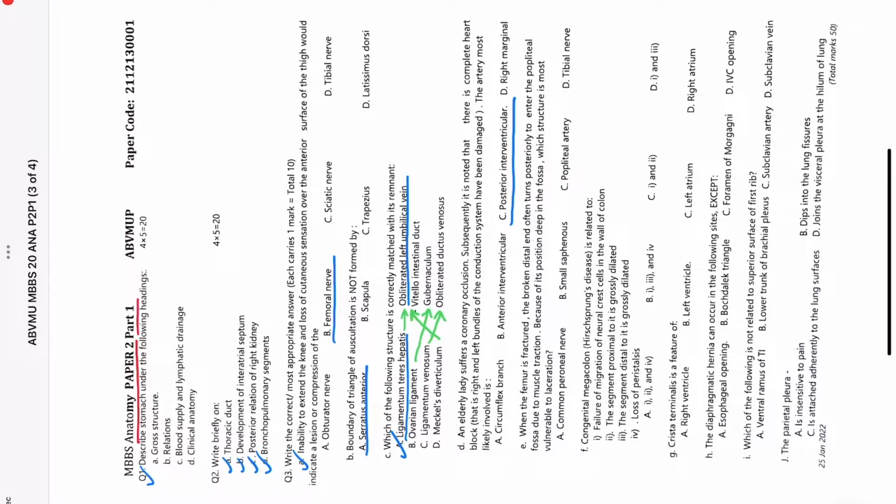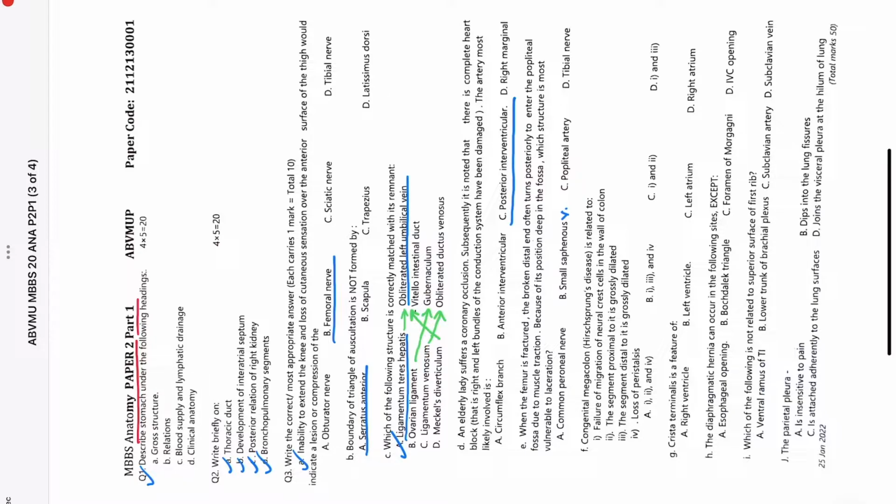Next, question number 3E. When the femur is fractured, the broken distal end often turns posteriorly to enter the popliteal fossa due to muscle traction. Because of its position deep in the fossa, which structure is most vulnerable to laceration? Choices are common peroneal nerve, small saphenous vein. They should have written it completely. Small saphenous vein, popliteal artery, and tibial nerve.